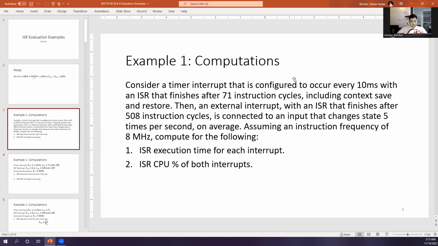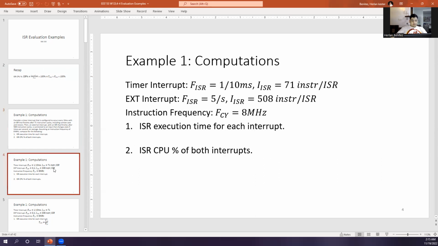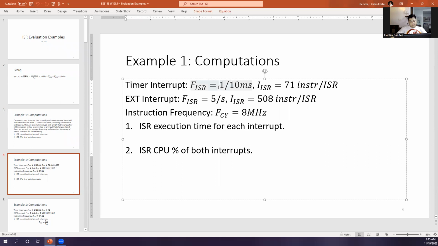So let's remove the extra words in our question. And this is all that's really given to us. A timer interrupt once every 10 milliseconds, and 71 instructions per ISR. For the external interrupt, it's 5 times a second and 508 instructions per ISR. And our instruction frequency is 8 MHz.